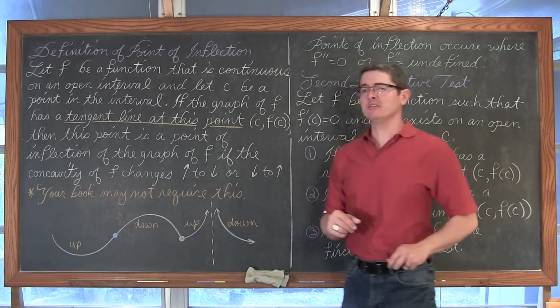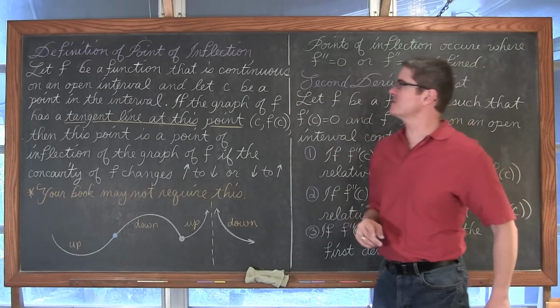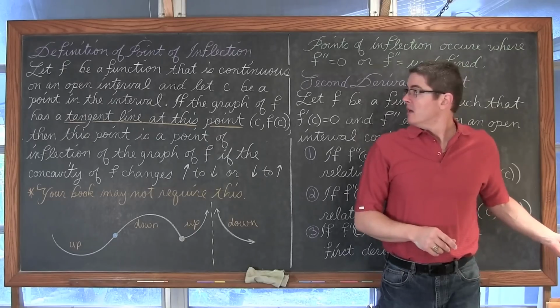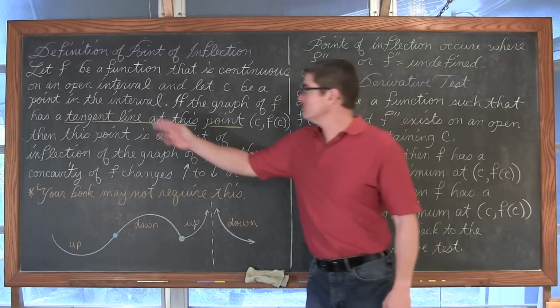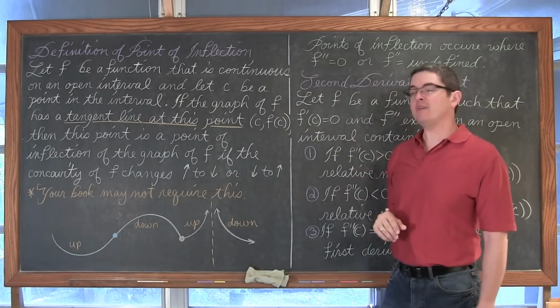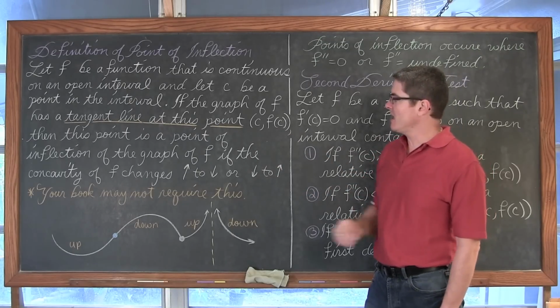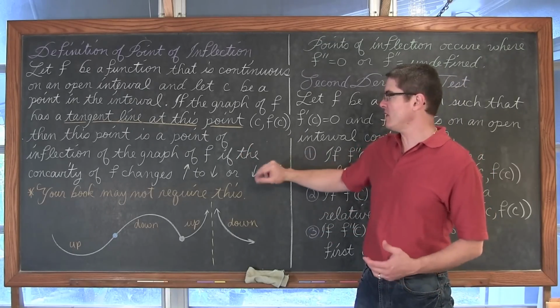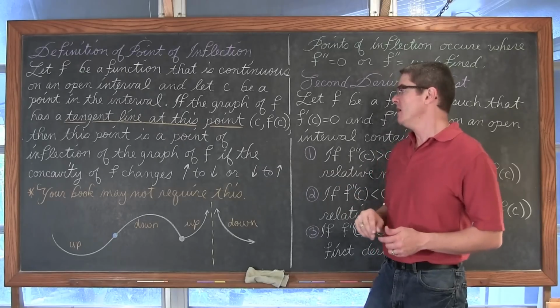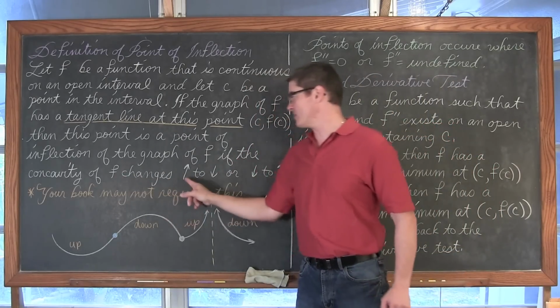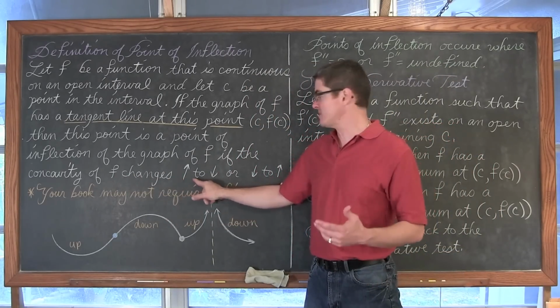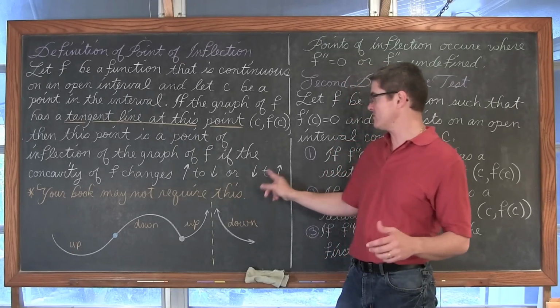Definition of point of inflection. Let f be a function that is continuous on an open interval, and let c be a point in that interval. If the graph of f has a tangent line at this point, c, f of c, then this point is a point of inflection of the graph if the concavity of the function changes, either from concave up to concave down, or concave down to concave up.